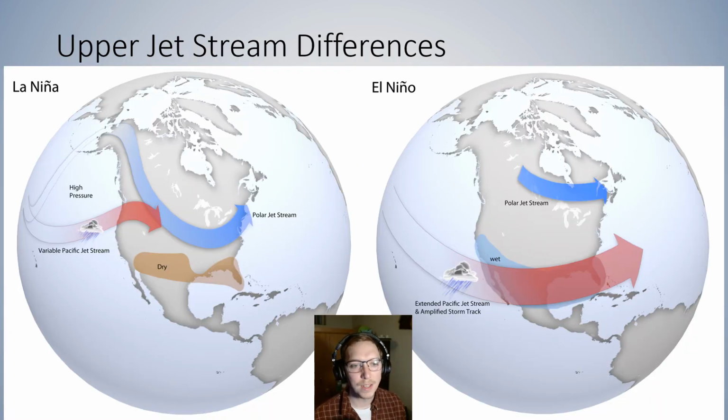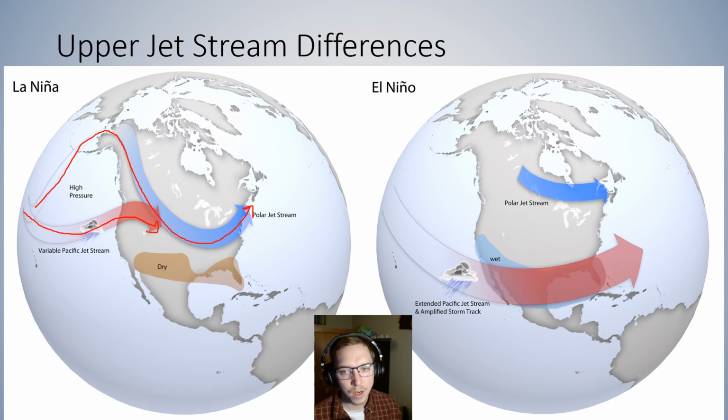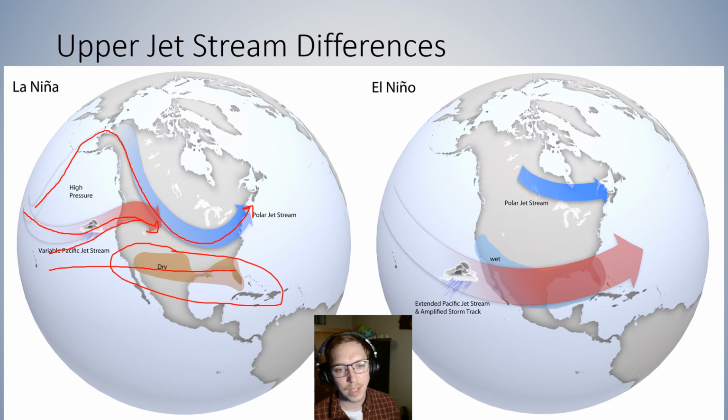And here we can see the differences in the jet stream. So notice that during La Nina phases, we've got substantial meandering and variability within that polar jet and variability within the Pacific jet, which can lead to drier conditions overall in the south because all that moisture is being dragged northward where it would originally be kind of moving across here as it does during El Nino phases.